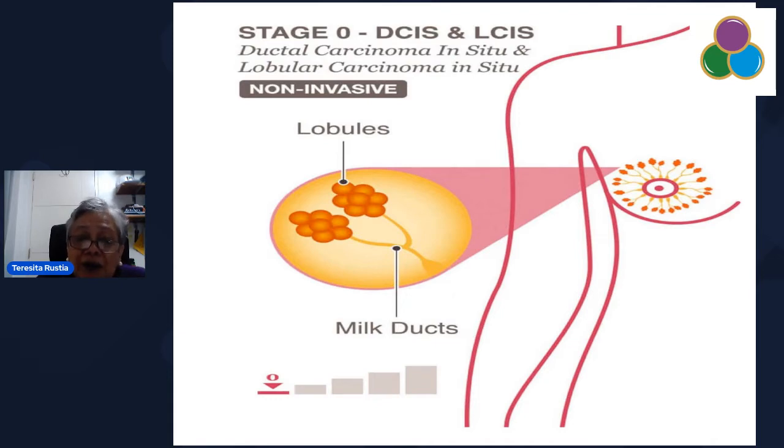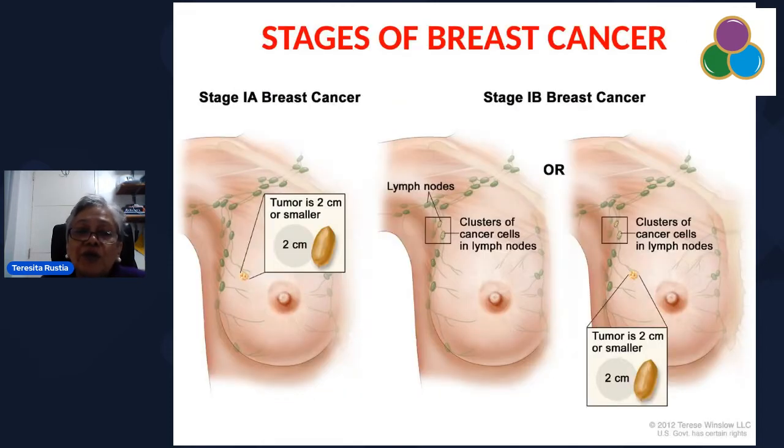So, as you could see, there is no tumor in the milk ducts and it is just in the lobes. Get it? All right? Now, so stage 0, non-invasive. Okay? Next slide, please. Just in the lobes. And usually, when you have lobular tumor, that is more benign. So it is not really that cancerous or metastatic.